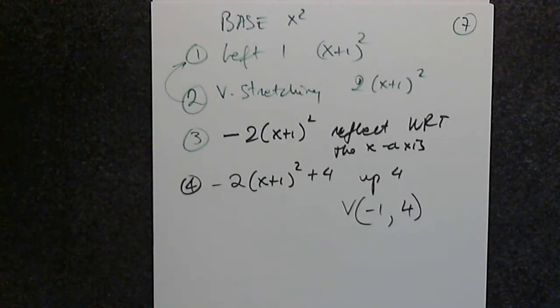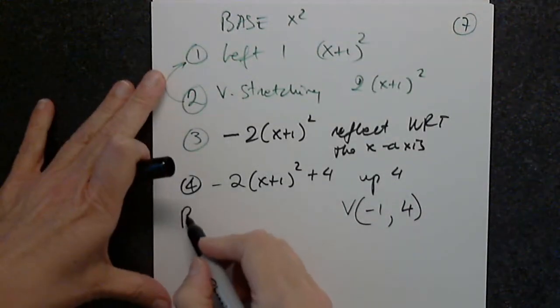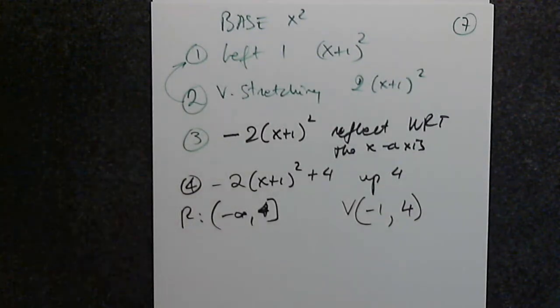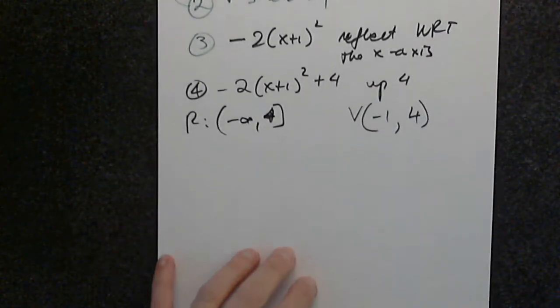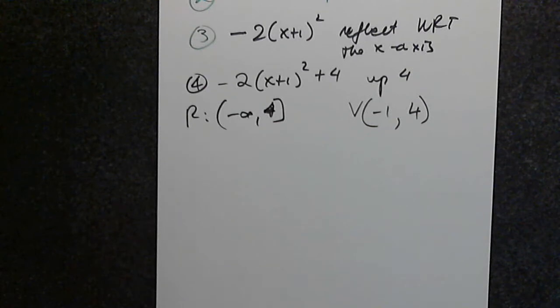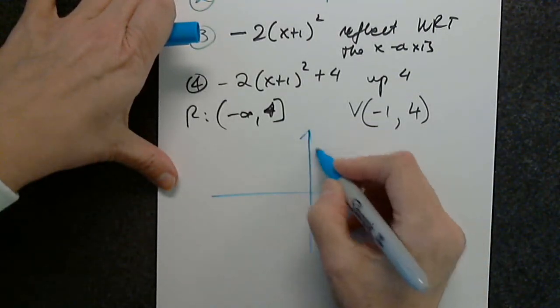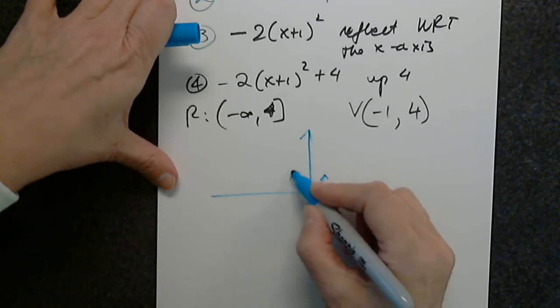Negative infinity to 4. We haven't even graphed it, and we know everything about it. We studied this function inside out. So now if we want to graph, we already did, but with my arms up and down. So if we want to graph, this is x squared.